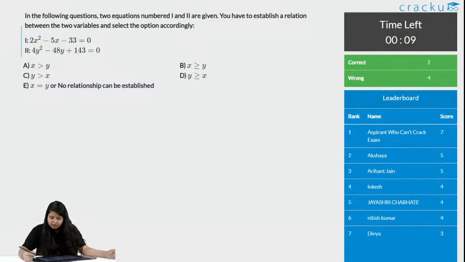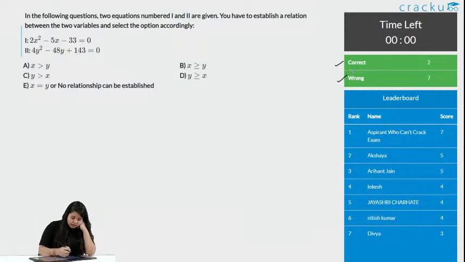Okay, 2 people got this correct and 4 wrong. The timer is still on. How many questions are there today? Okay, so in today's test we are having 10 questions from quadratic equation. Nitish Kumar, it was 15 for the last two, but for this it is 10. Okay, 2 got this correct and 7 wrong.